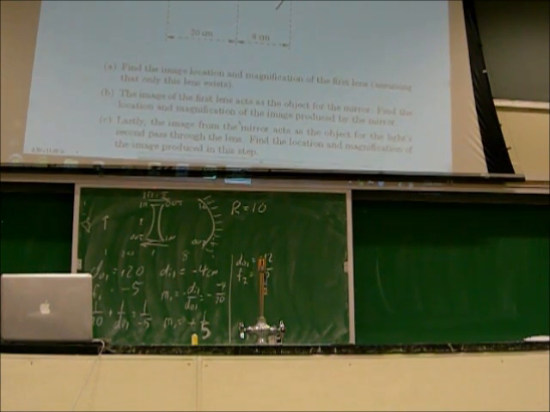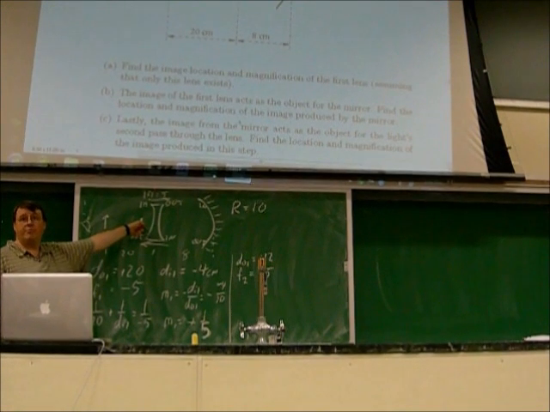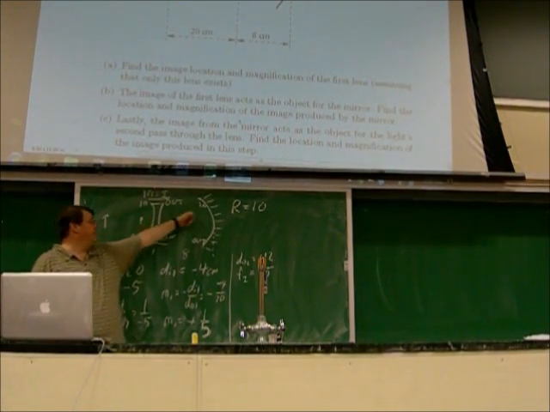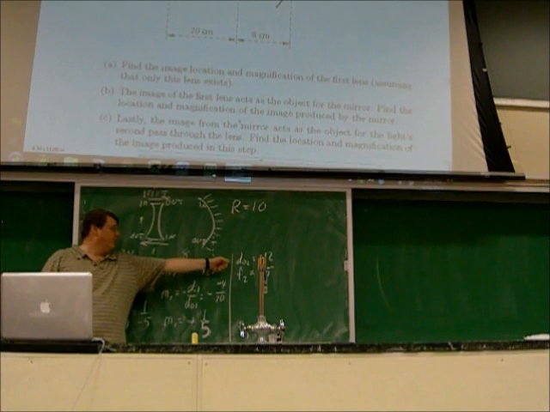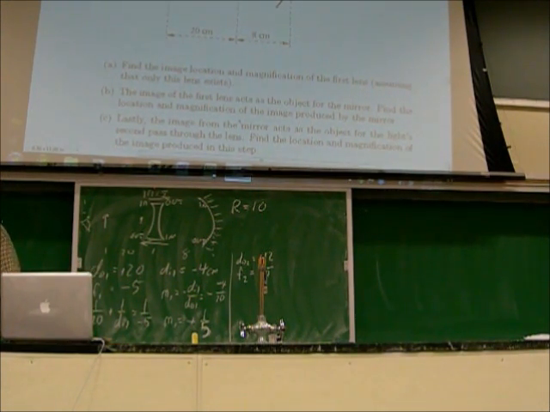Objects are always compared to the incoming side. Images are always compared to the outgoing side. I don't care whether it's a mirror or a lens. Objects compare to in, images compare to out. Every time. Object distance is positive when the object is on the incoming side. Image distances are positive when the image is on the outgoing side. So as long as I'm just trying to find the object distance, I ask, where's the object? This is the object for the mirror. Is it on the incoming side? The answer is yes. So therefore, distance object 2 is positive. Okay, any other questions?